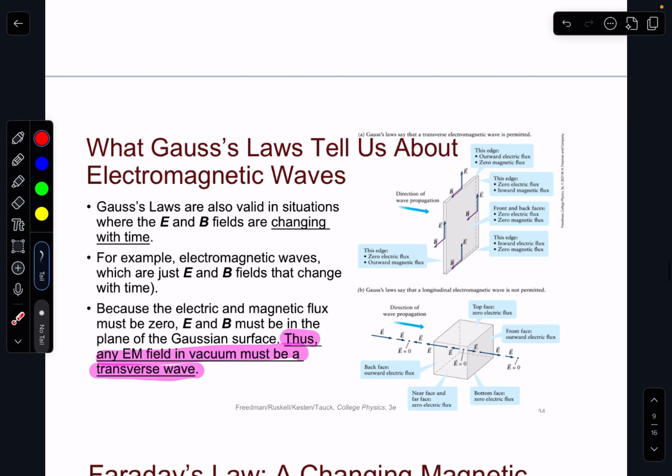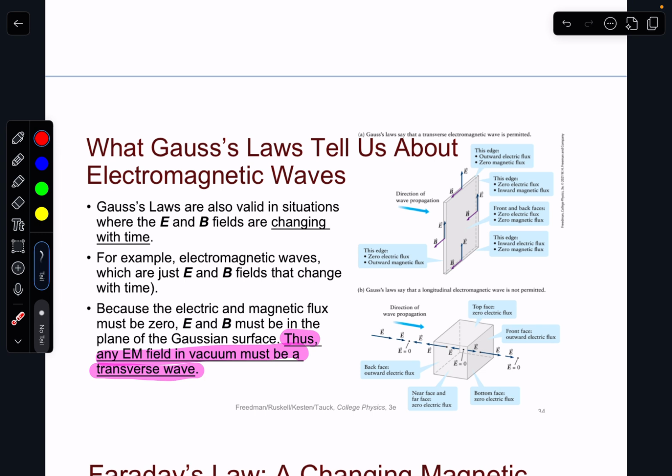Now what this slide is telling us, there's a little bit of a derivation. I'm just going to get to the point of this slide. What Gauss's laws, the two Gauss's laws, tell us is that the type of electromagnetic wave that describes electromagnetic radiation must be a transverse wave, which I mentioned before. What is a transverse wave? E perpendicular to B, perpendicular to the direction of propagation, right?